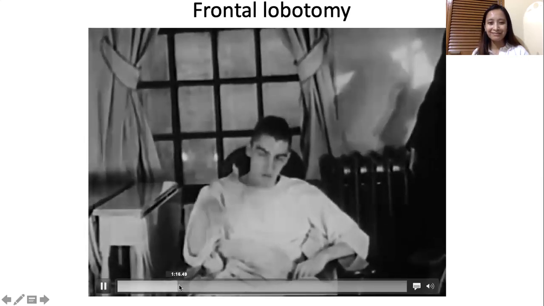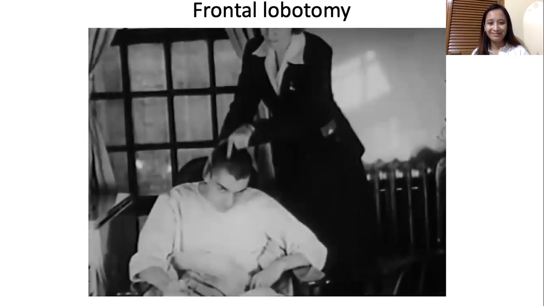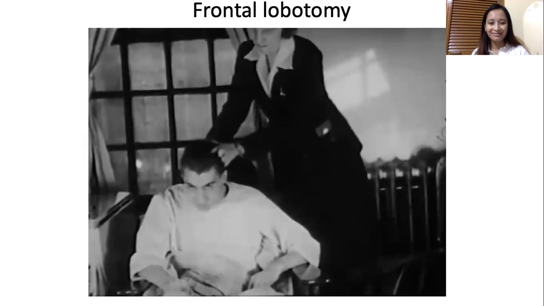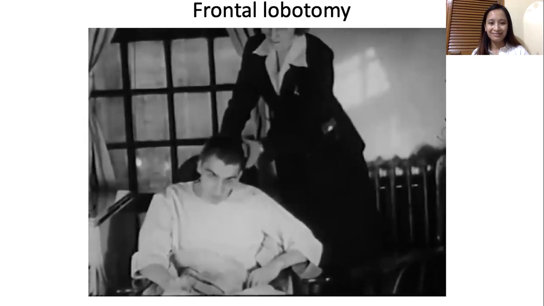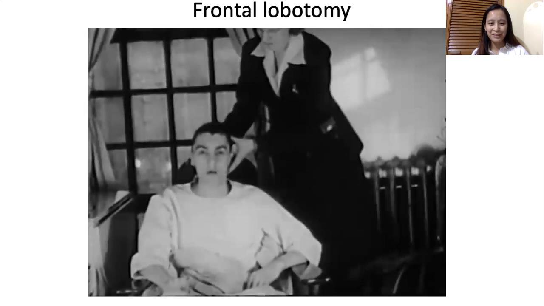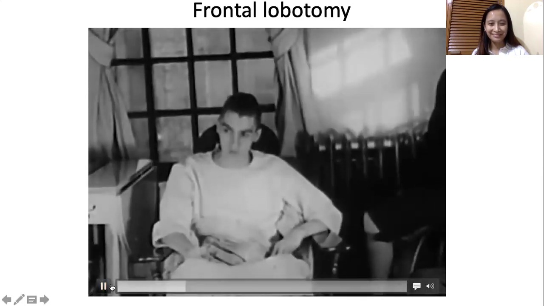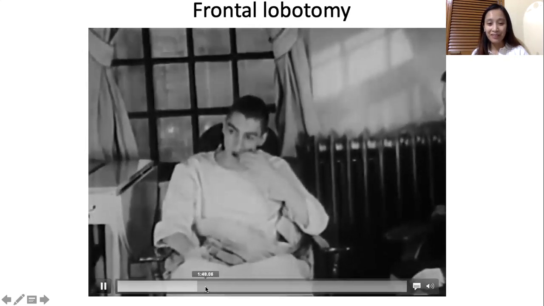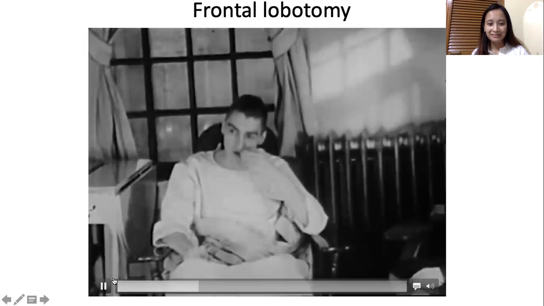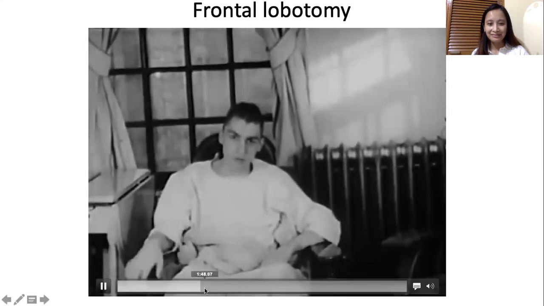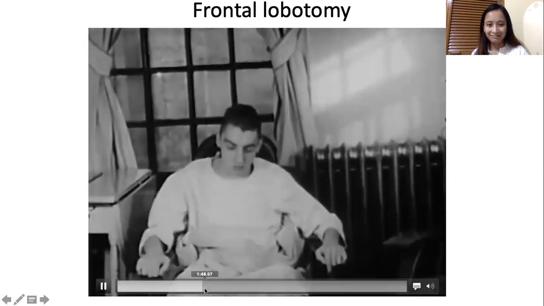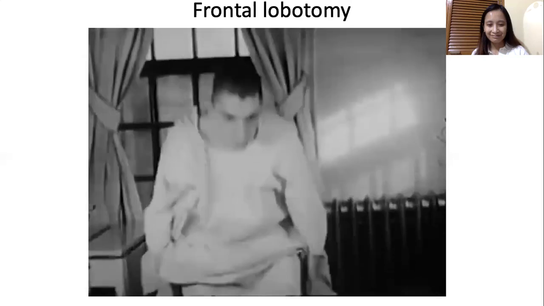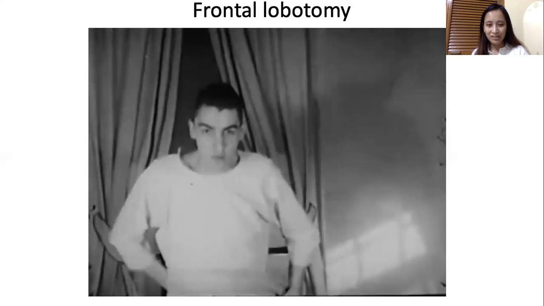He's waving. I don't know what they're doing right now. Let's move forward. He's more cooperative, no? Follows commands. Follows instructions.